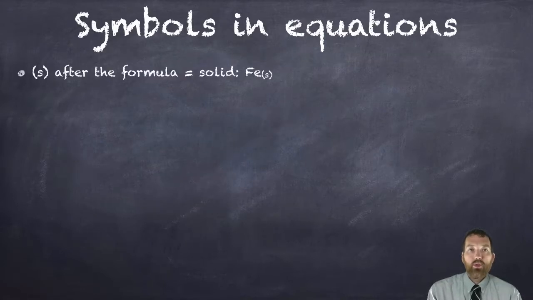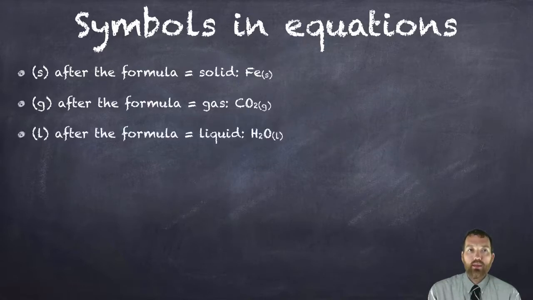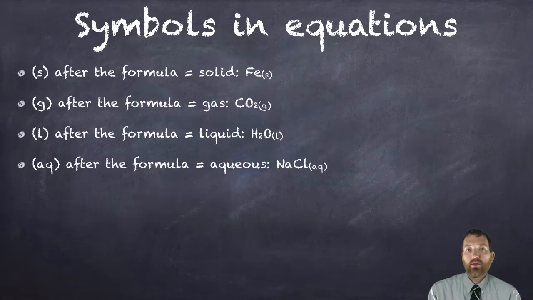There are a couple of other symbols I want to talk about. If you have a little s in parentheses after the formula, that means it's a solid. Like this FeS, that means solid iron. If you have a little g after the formula, it means it's a gas, like carbon dioxide gas. The little g tells me it's gaseous carbon dioxide. An L after the formula means liquid. It's often written as a lowercase cursive L, but it could be a regular L as well, such as this, liquid water. If you have an AQ after the formula, that means aqueous. That means you had a solid, like solid sodium chloride, but you dissolved it in water. So now it's aqueous sodium chloride. It's a mixture of salt and water.